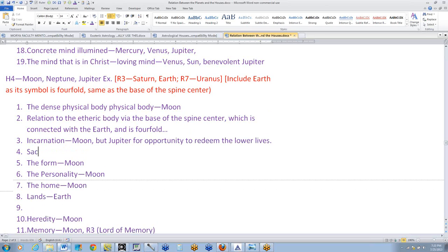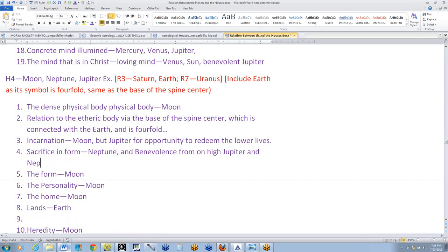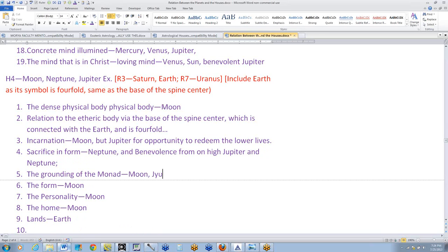And it's a house of sacrifice in form. And that reminds one of Neptune, the planet of sacrifice and benevolence from on high, which is Jupiter and Neptune. In other words, the monad is grounded here. The grounding of the monad, and that's moon, Jupiter and Neptune, both of which rule the monad. All right. It's the house of dense materiality, the dense form.